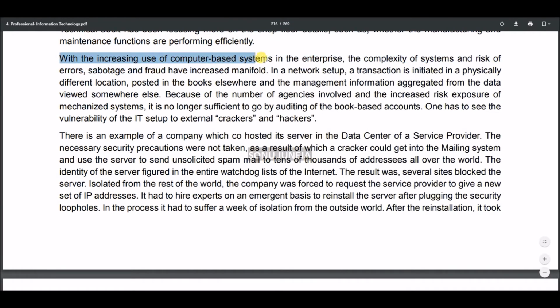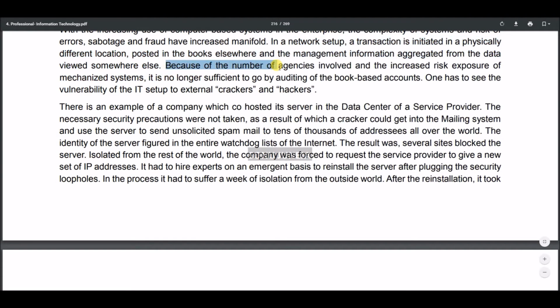With the increase in use of computer-based systems in the enterprise, the complexity of systems and risk of errors, sabotage and fraud have increased manifold. In a network setup, the transaction is initiated in a physically different location, posted in the books elsewhere, and management information aggregated from data elsewhere. Because of the number of agencies involved, increased risk exposure of the mechanized system means it is no longer sufficient to go by audit of the book-based accounts. One has to see the vulnerability of the IT setup to external crackers and hackers.